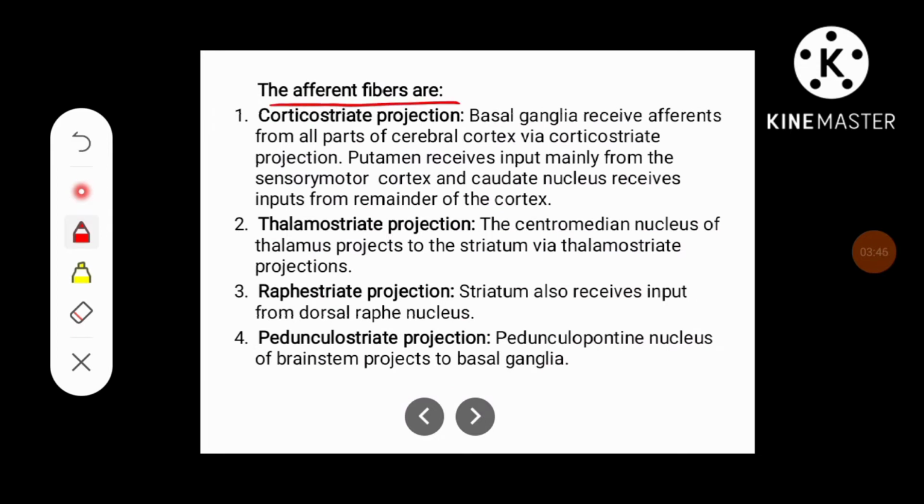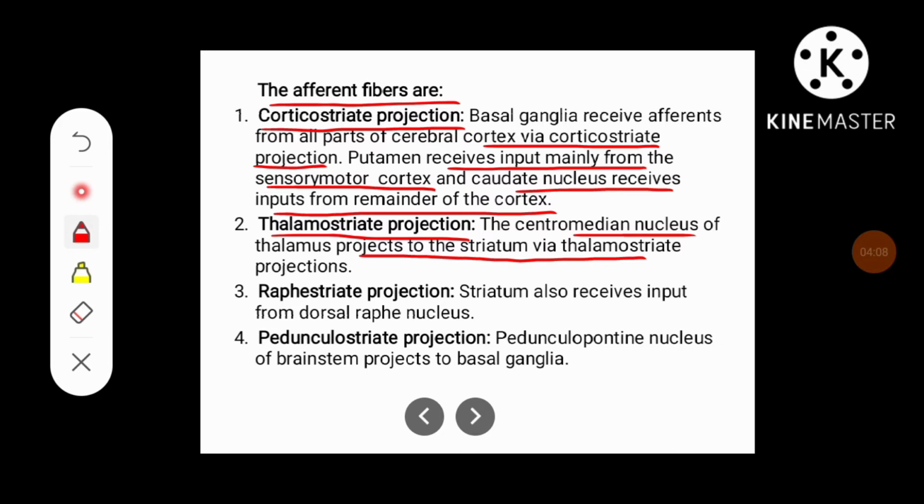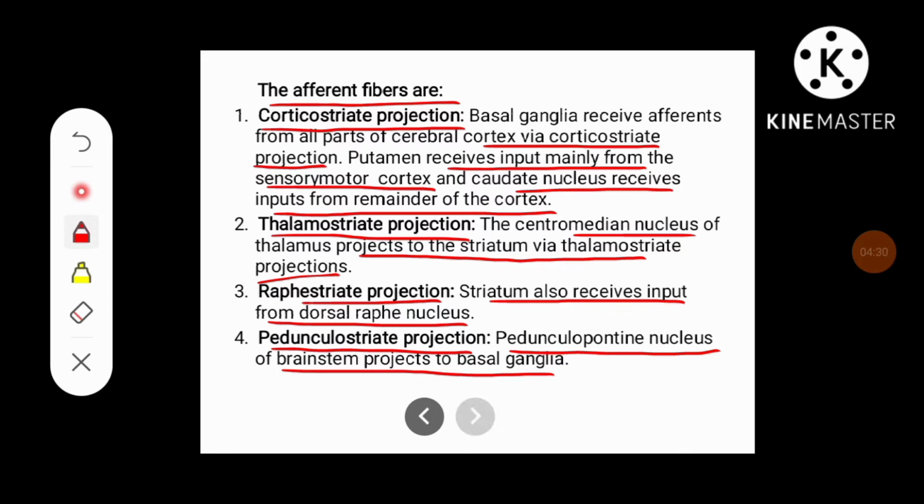The afferent fibers are the corticostriate projections. Basal ganglia receive afferents from all parts of the cerebral cortex via corticostriate projection. Putamen receives input mainly from the sensory motor cortex, and caudate nucleus receives input from the remainder of the cortex. Thalamostriate projection: the centromedian nucleus of the thalamus projects into the striatum via thalamostriate projections. Then raphe projection: the striatum receives these inputs from the dorsal raphe nucleus. There are also pedunculostriate projections, where it receives information from the pedunculopontine nucleus of the brainstem, which projects to the basal ganglia.